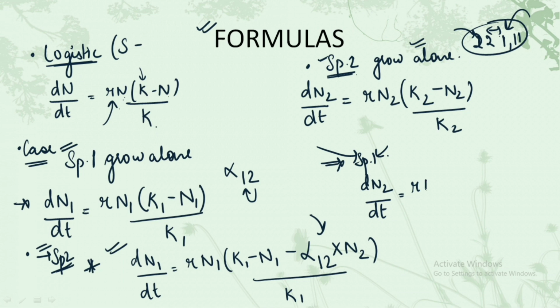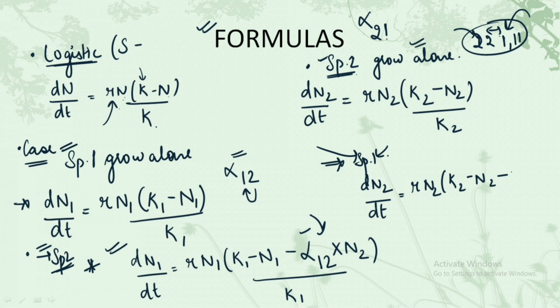Then we have r N2 multiplied by (K2 minus N2 minus, in the first case we have subtracted the competition coefficient of the second species affecting the first species. So in the same way, in this case we would be subtracting the competition coefficient of the first species over the second species, because initially the second species was living in peace, but now species 1 has arrived and it has started the competition.